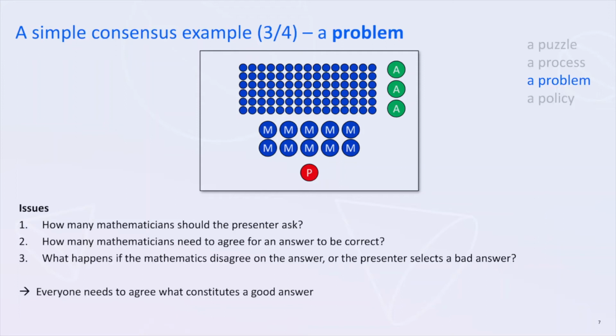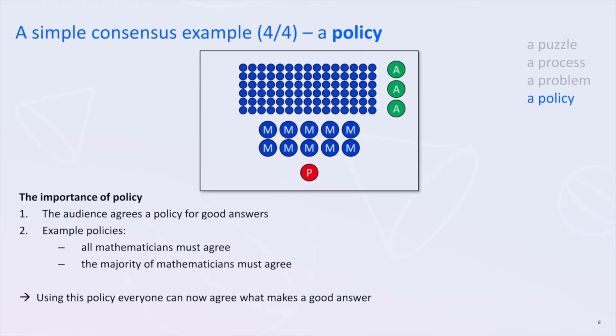That's another point. And another important aspect is what happens if the mathematician disagrees on an answer, or as a presenter, I select a wrong answer, right? So in order to constitute a good answer, everyone needs to agree what is the right answer or what is a good answer. That is basically typically a consensus building approach, right? So the importance of policy is key over here, right? So this policy formulates how we agree on that one good answer. So the audience agrees to a policy, to accept a good answer.